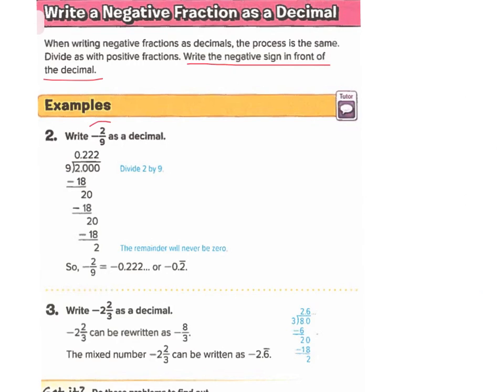So in this example here, they had negative 2/9. So they did 2 divided by 9. Got 0.222 repeating, and then added their negative out in front, because it's the negative version of that number.